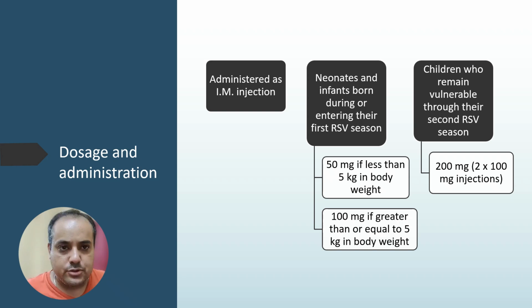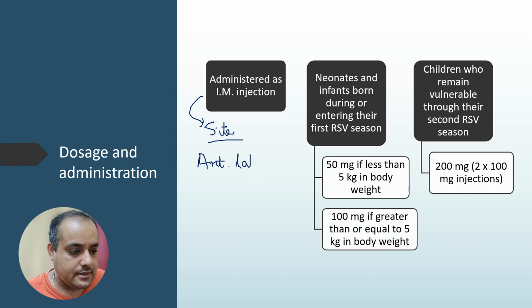Now the dosage. This drug is given as an intramuscular injection. The site for this intramuscular injection is the anterolateral portion of the thigh.